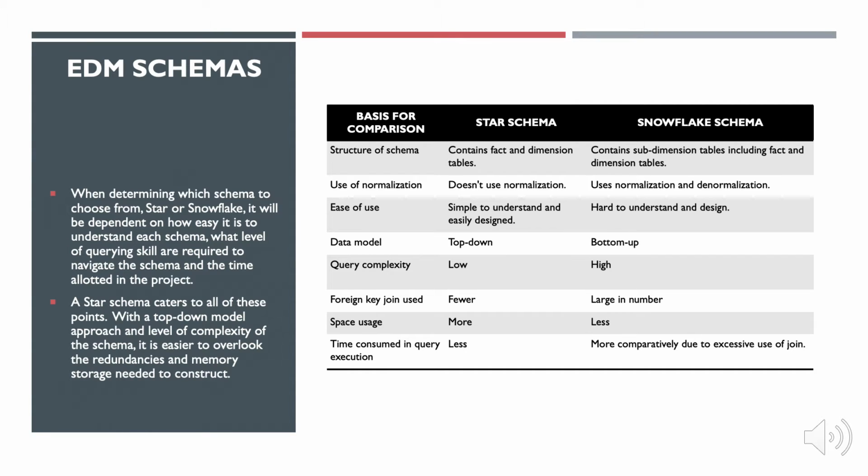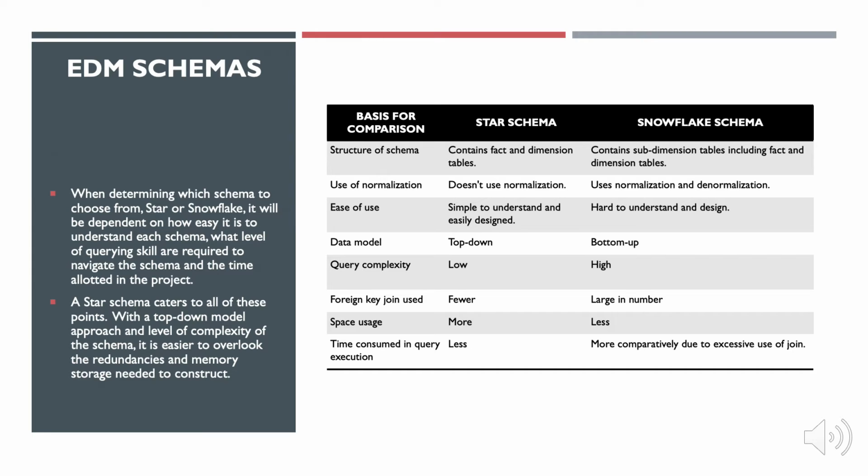An EDM schema. This shows two different types. You have a star and a snowflake schema. They're the two most popular multi-dimensional models used to model data in a data warehouse. The biggest difference between the two is a star schema does not use normalization of data, which is an effort to reduce redundancy in data sets. This is done by having the data split into multiple tables.